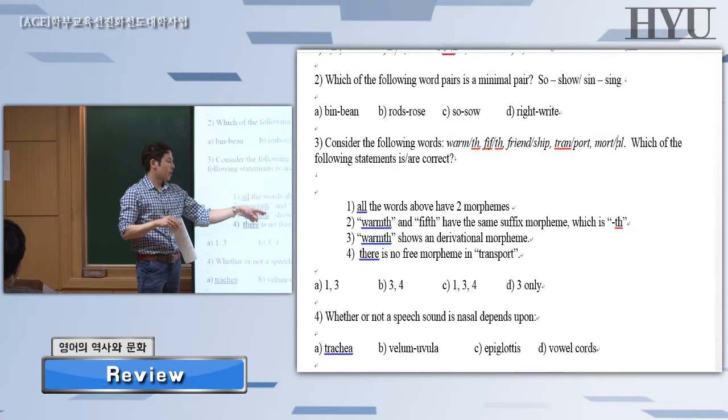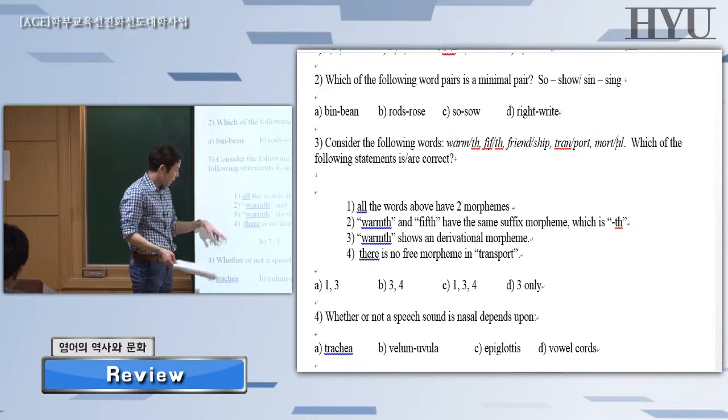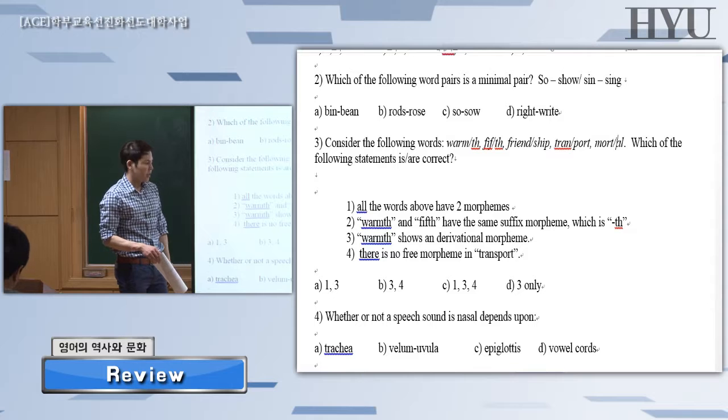So warmth here is just a nominal morpheme, so it's a derivational morpheme. So 3 is right, 1 is right, 2 is wrong. Number 4, there's no free morpheme in transport.